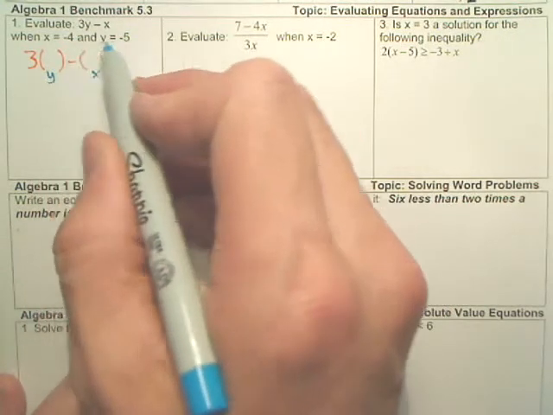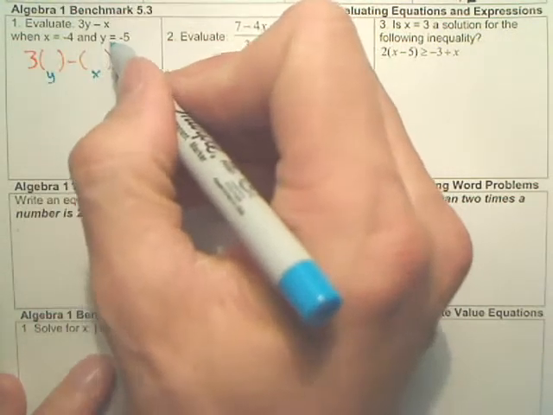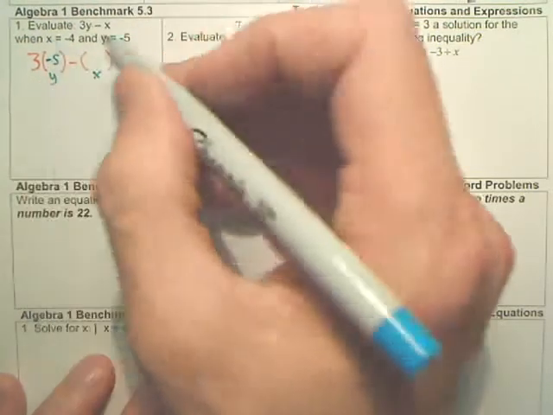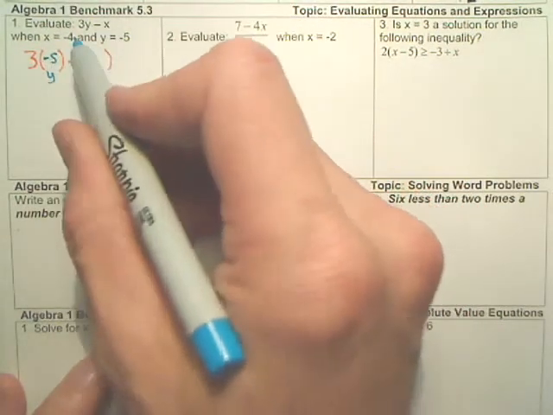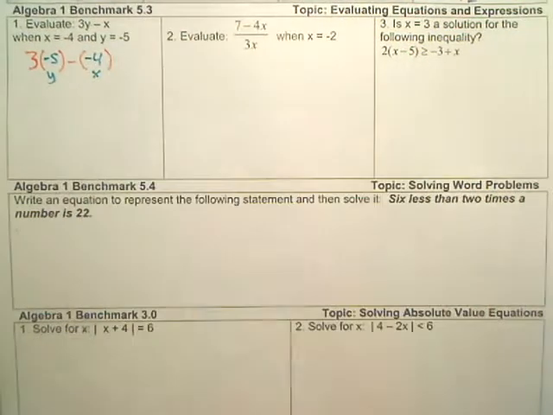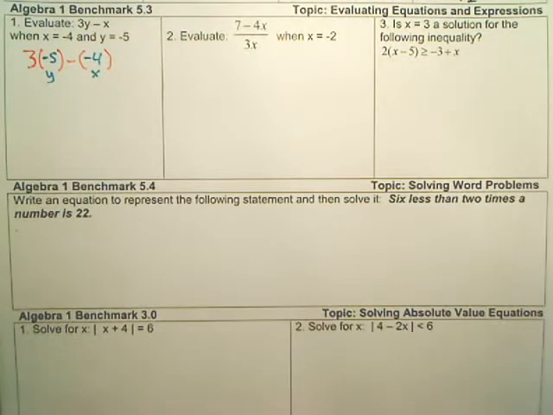What is going to go in for y? What does it say here? -5. See, y is -5. What goes in for x? Well, it says here x is -4. Can you now do order of operations and finish it?